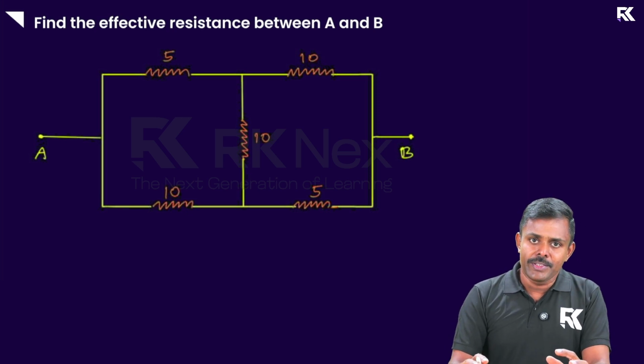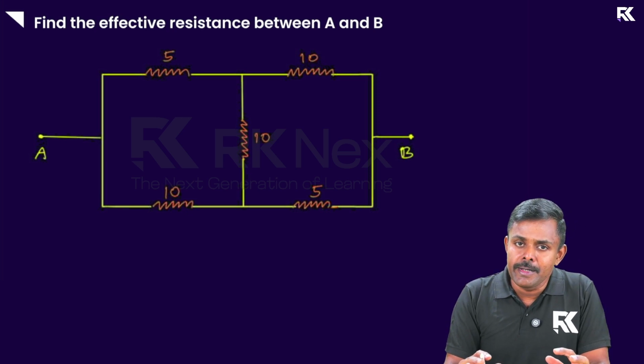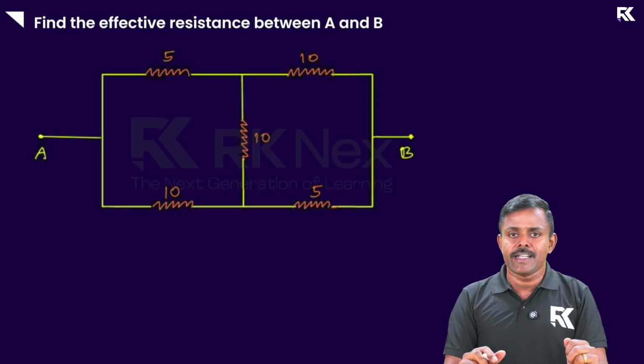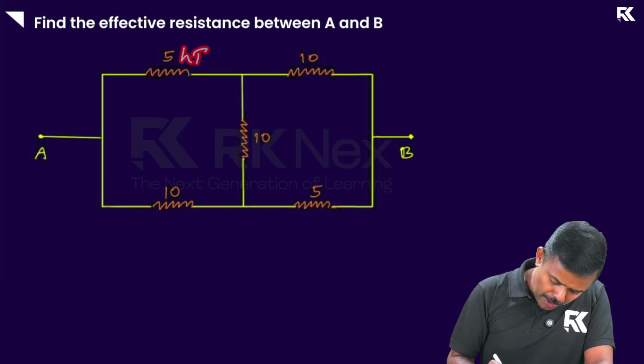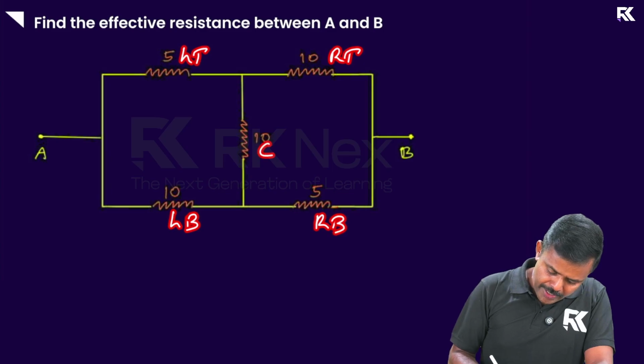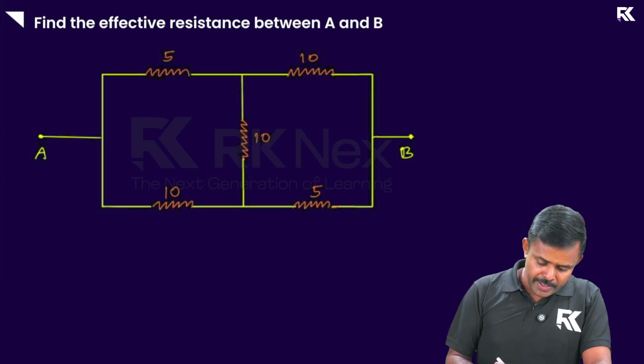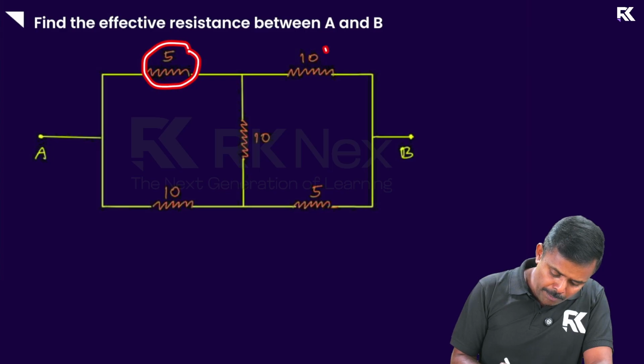So as you can see, this is a Wheatstone's bridge, but it is an unbalanced one. How do we know that it is an unbalanced one? Let us check the condition. This is called left top, this is right top, this is left bottom, this is right bottom, and this one is the central arm.